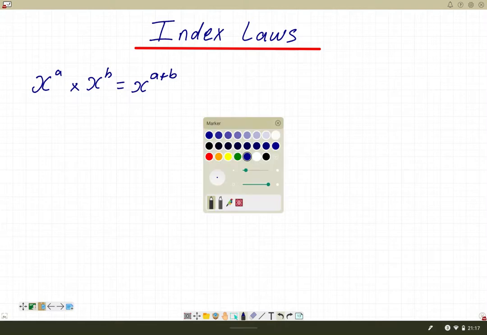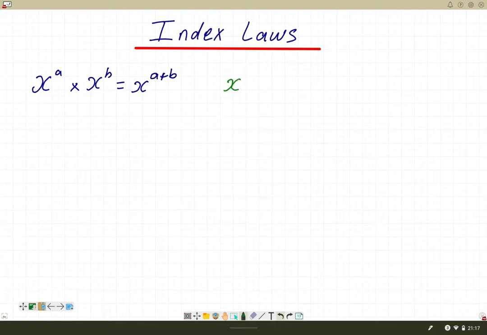The second law states if you divide two variables where the base is the same, you subtract the powers.